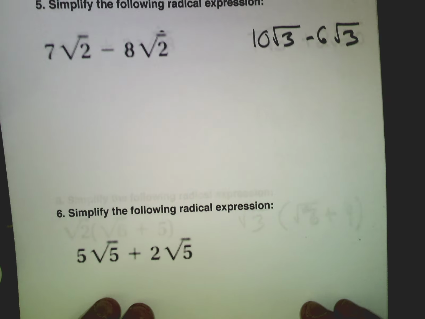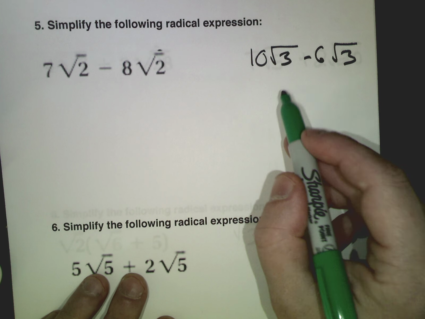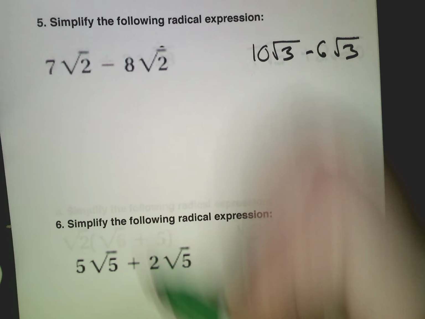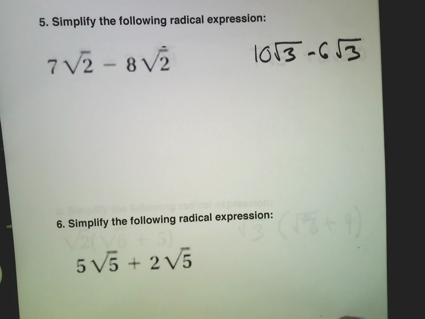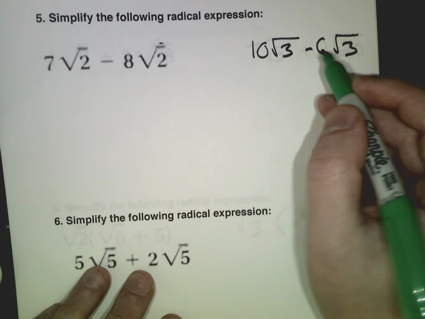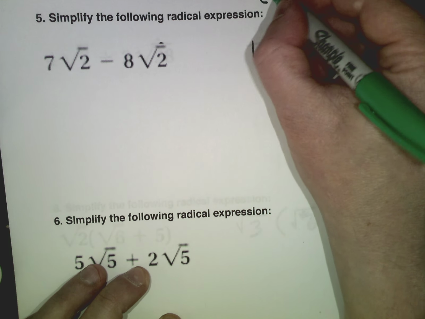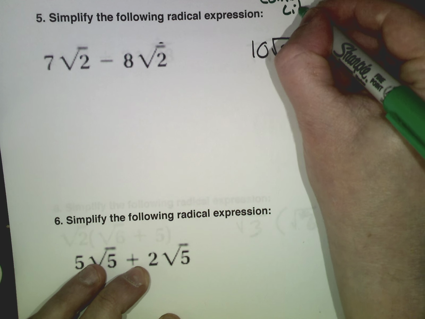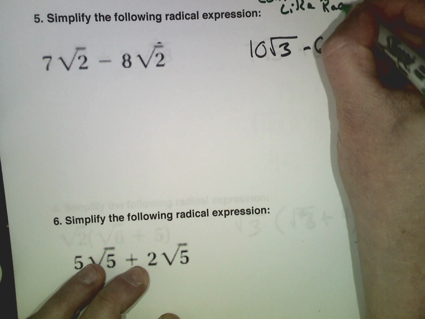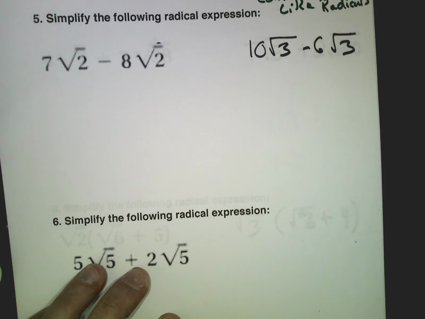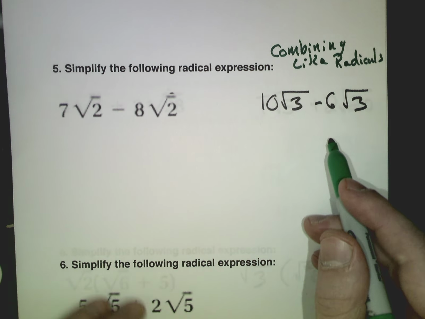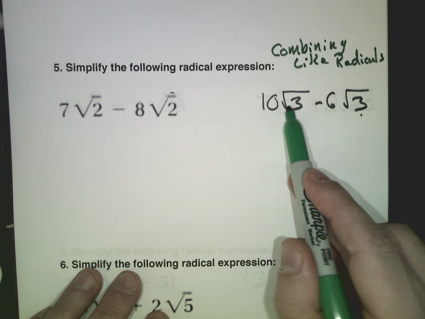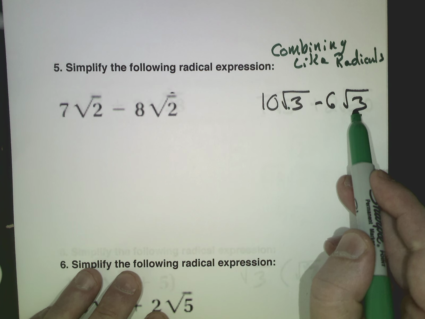Next step. 10 square root of 3 minus 6 square root of 3 is my example. But I give you 5 and 6 very similar. So follow along. This is what we can call combining like radicals. This is just like combining like terms. But instead of combining like terms, I have to make sure that these two are the same. Square root of 3 and square root of 3 are the same.